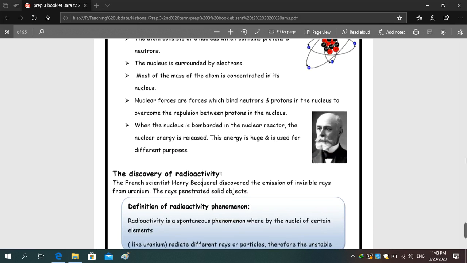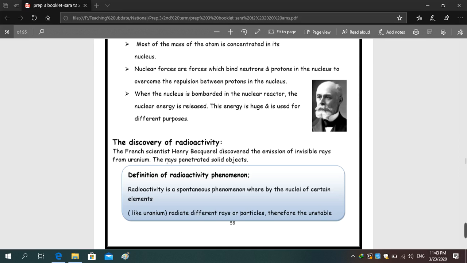What is radioactivity? The French scientist Henri Becquerel discovered the emission of invisible rays from uranium. The rays penetrated solid objects, and he called these rays radioactive rays, and this phenomenon is called the radioactivity phenomenon. What is the radioactivity phenomenon? Radioactivity is a spontaneous phenomenon whereby the nuclei of certain elements like uranium radiate different rays or particles.